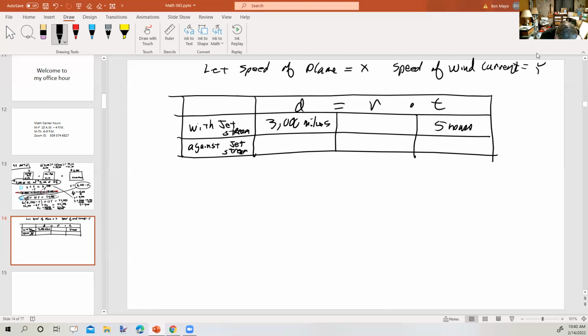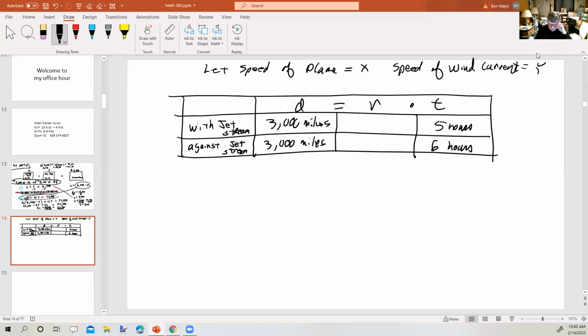they refer to it as the jet stream and then the same wind. Let's see. The trip took 6 hours. So it's the same distance because it's the same trip. And it took 6 hours. Okay. So all that's left to fill in is the rate.